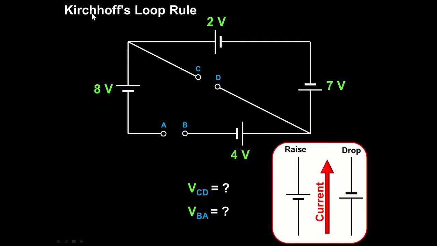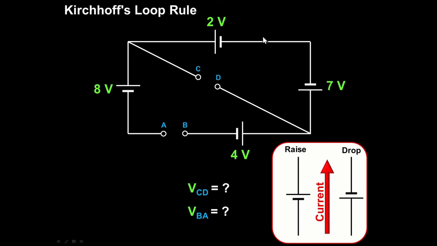Let me just quickly apply Kirchhoff's loop rule to a problem you might see here. This is the symbol for a battery. Long is positive, short is negative. When current goes through the battery in the normal direction, it will raise the potential. When current goes through in the opposite direction, it will drop the potential. So I'm saying there's an open circuit here. If I were to measure across C and D here, what would I measure?